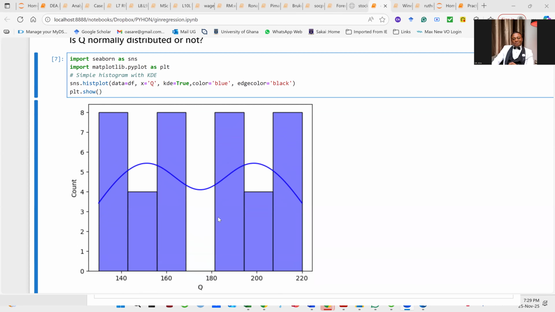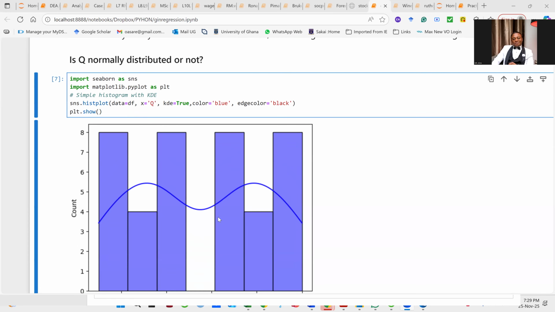Okay, so first thing is, is Q normally distributed, looking at this data? Who can tell me, looking at this graph for Q, is it normally distributed or not, and what makes you say that? Q is not normally distributed because for a normal distribution, the kernel density plot is like this. You all did normal distribution in probability. You remember how the curve looks like? It looks something like this. Just one peak.